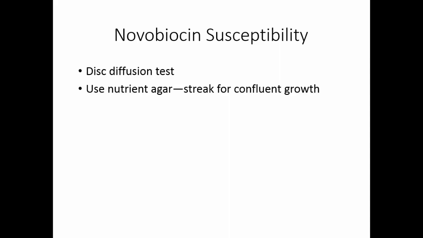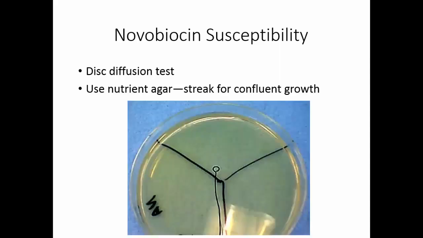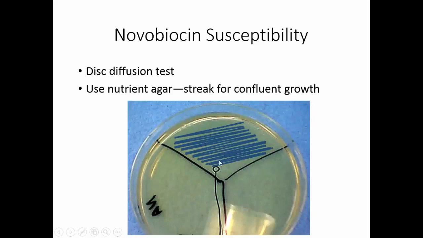You are going to use nutrient agar, and this time you're going to streak the agar for confluent growth. Since you're going to be testing 3 organisms, you will use the pen and divide the plate on the back into thirds. And then with the test organism, you will streak each section for confluent growth. You don't want any isolated colonies. You streak as close together as you can because you want what's called a lawn of organism.